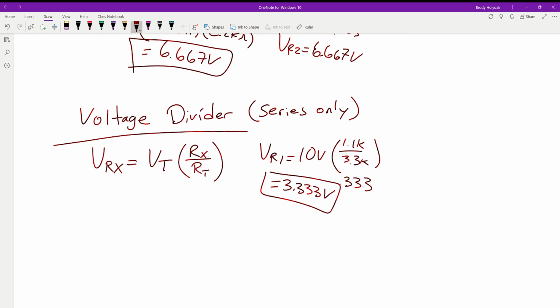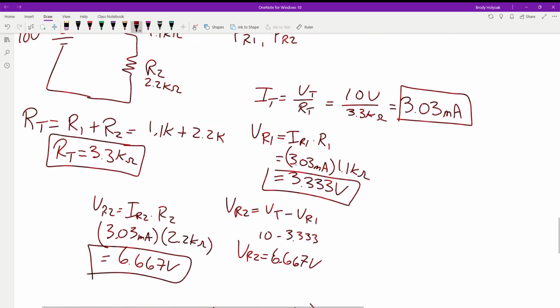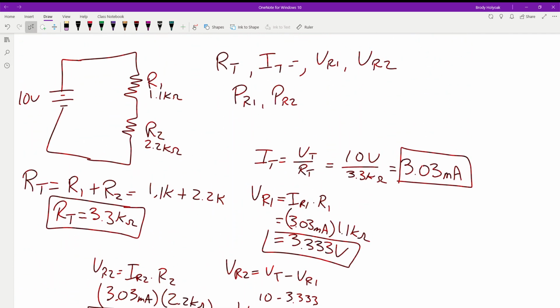So there are times when it's easier to use the voltage divider for a real quick and dirty look at what my voltages are going to be. And then from there you can calculate your currents. You'd find that your VR1 is this, your VR2 is this. You can then take either voltage and divide it by its resistor to get your current. And because they're in series, you know they have to have the same current. Make sense? Okay?